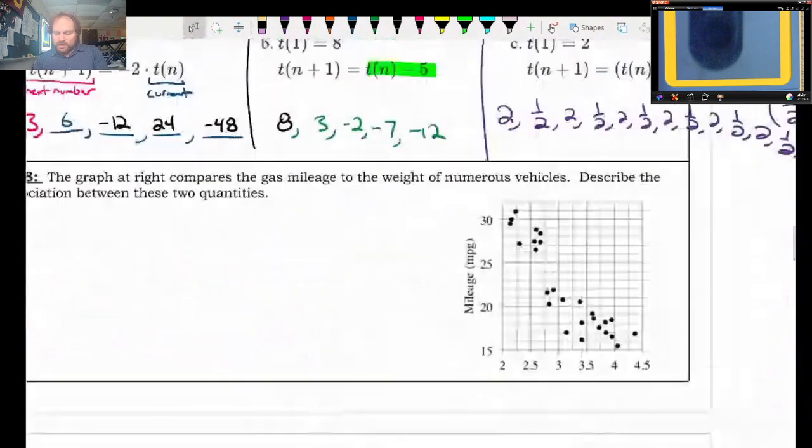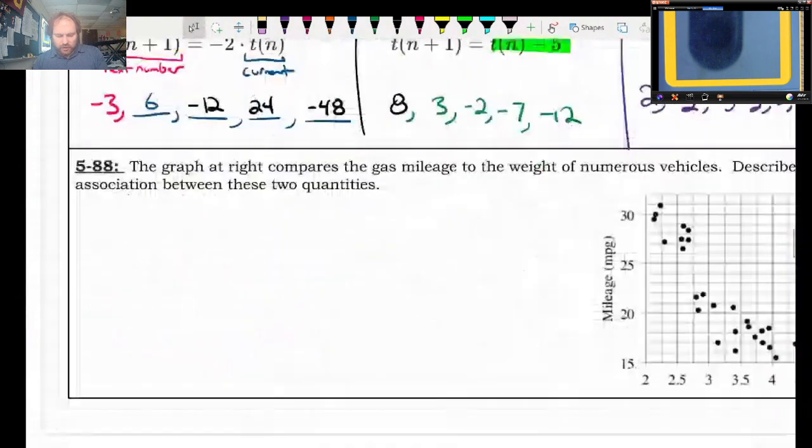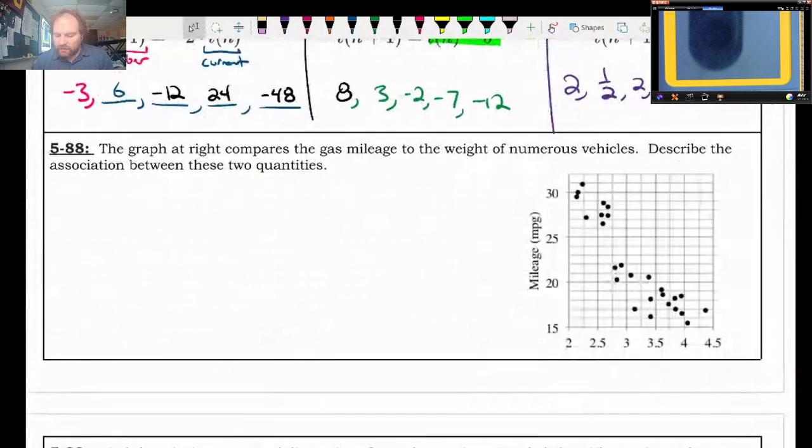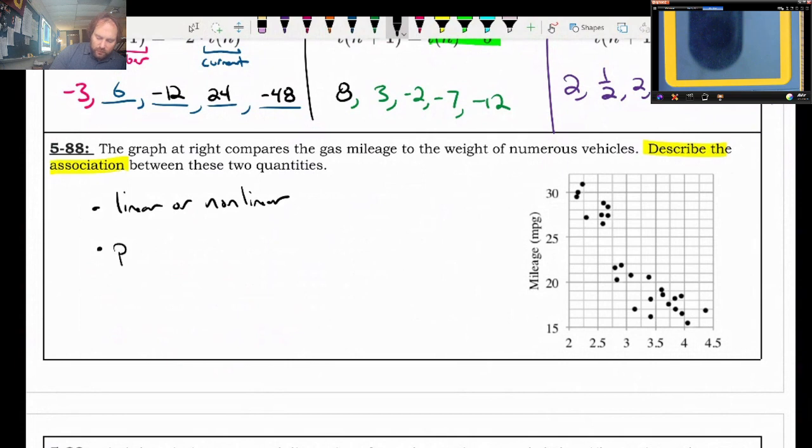Next, we got a question leading up to what we're going to do in Chapter 6. The graph at right compares the gas mileage to the weight of numerous vehicles. Describe the association between these two quantities. When we are asked to describe the association, we're looking for a selection of words. It's going to be either, let's start with linear or nonlinear. And it's going to be, let's see, positive or negative.